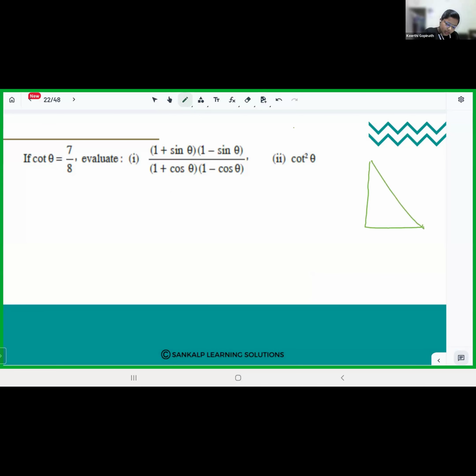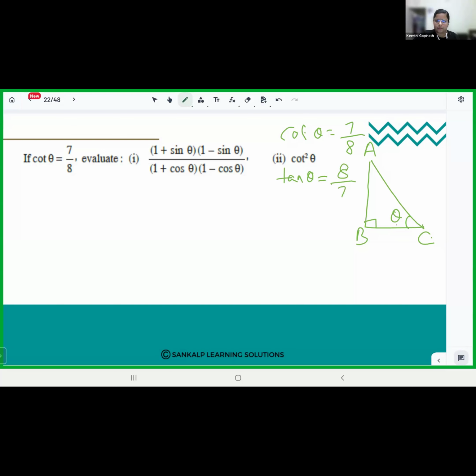Okay, here it is given that cot theta is equal to 7 by 8. Let this be a triangle ABC, and this one will be 90 degrees. Let this be theta. It is given that cot theta is equal to 7 by 8. From this, can you write tan theta? Tan theta is a reciprocal of cot, right? So tan theta is equal to nothing but 8 by 7.